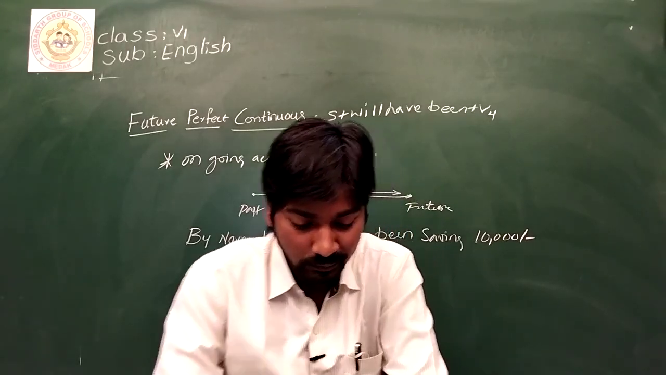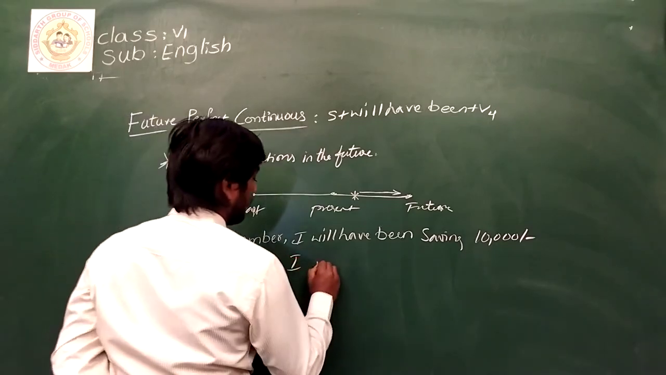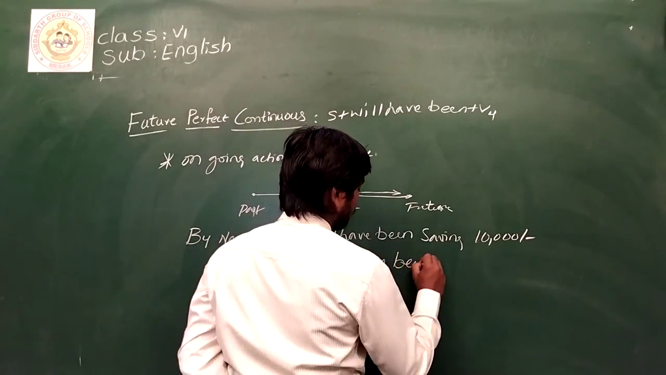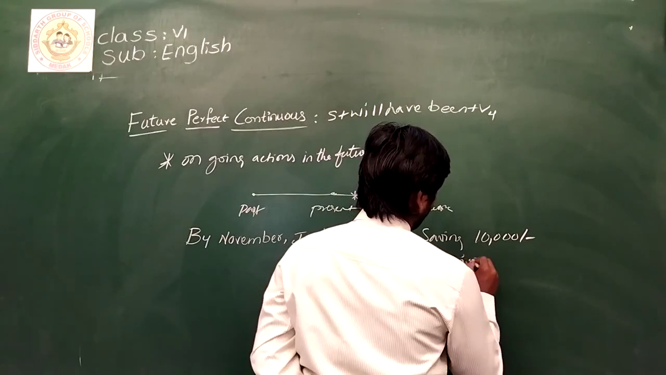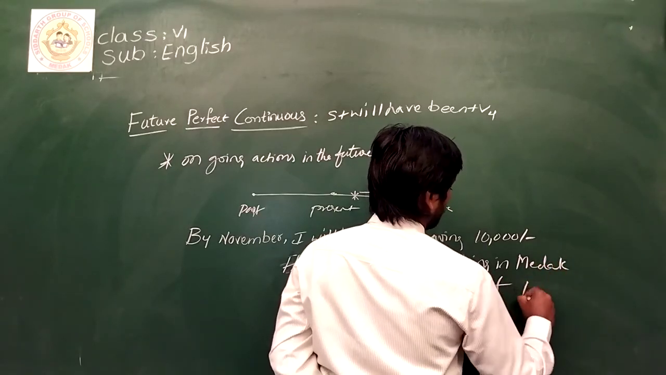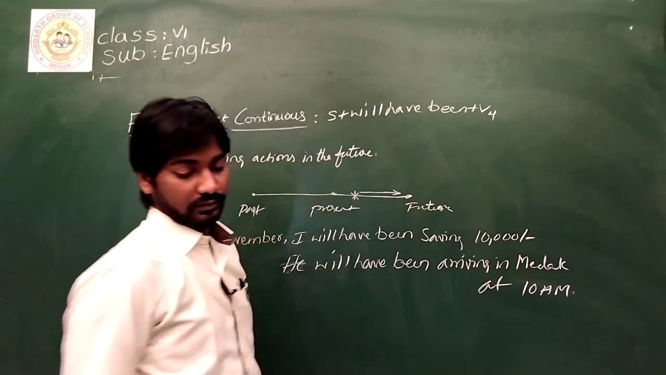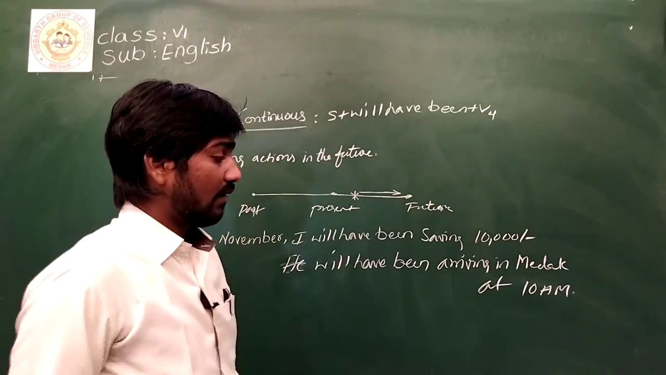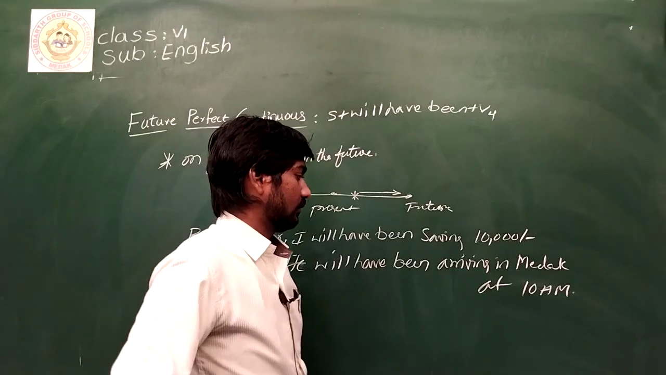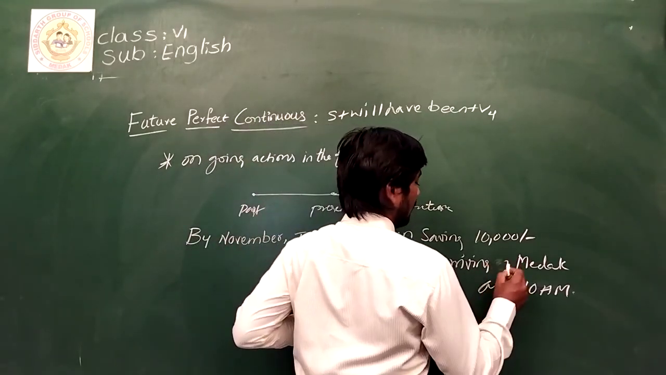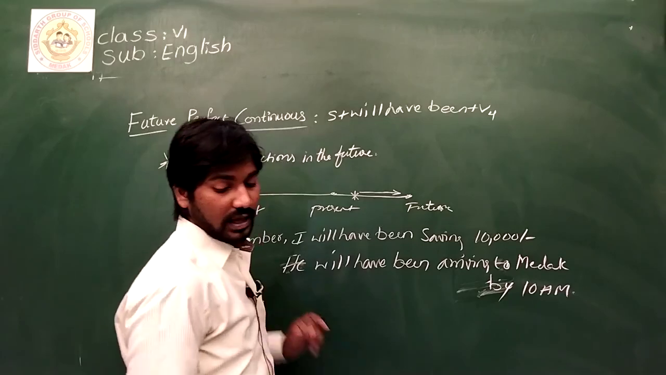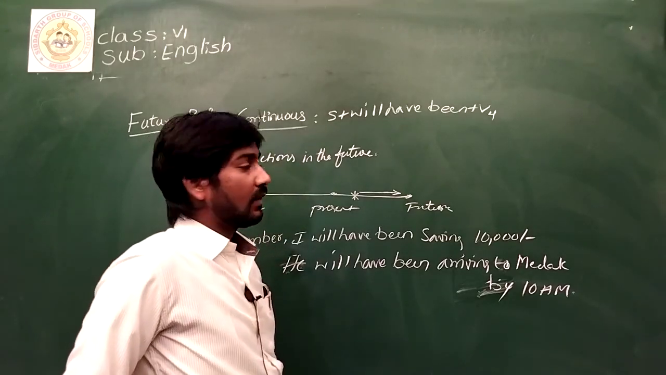The same way I will write another example. He will have been arriving in Medak at 10 a.m. That is, by 10 a.m. he will have been arriving at Medak. Okay, this will be the end of the future perfect continuous tense, children.